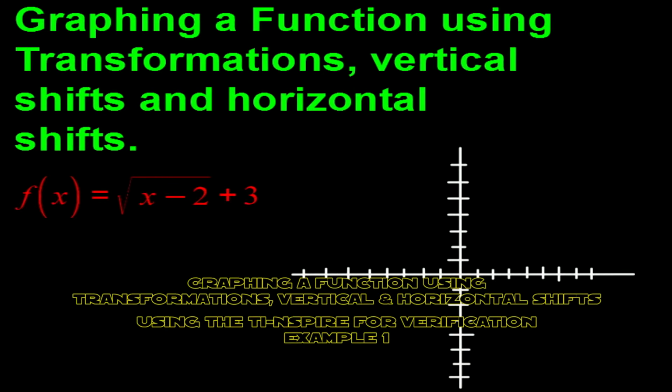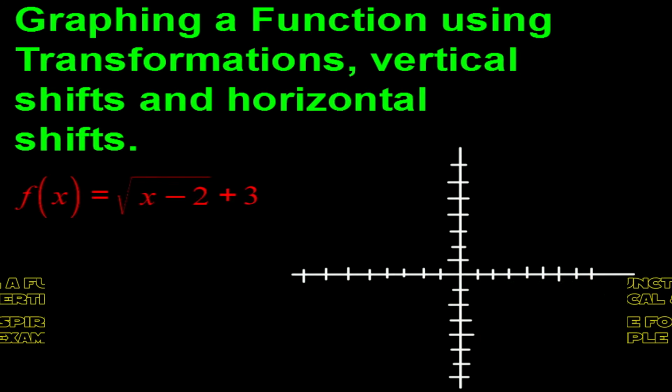We're going to look at graphing a function f of x equals the square root of x minus 2 and then outside plus 3 using transformations, vertical shifts, and horizontal shifts. And basically in this lesson I want to describe to you how we can graph this without actually using a calculator if we know what the shifts do and so forth.